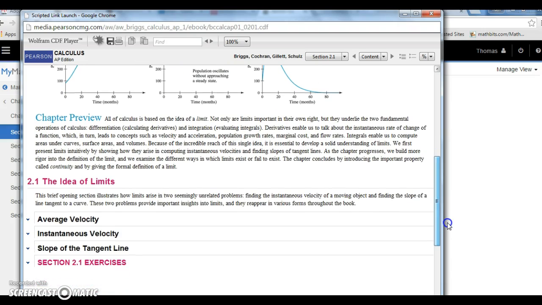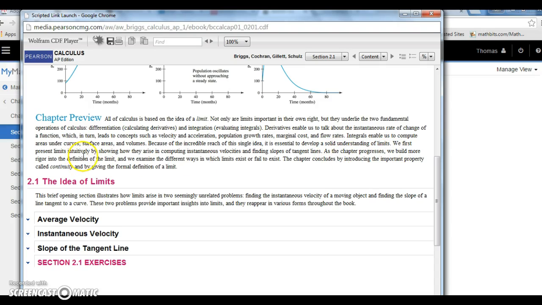Here's our chapter preview. All of calculus is based on the idea of a limit. Not only are limits important in their own right, but they underlie the two fundamental operations of calculus: differentiation, calculating derivatives, and integration, evaluating integrals. Derivatives enable us to talk about the instantaneous rate of change of a function, which in turn leads to concepts such as velocity and acceleration, population growth rates, marginal costs, flow rates. Integrals enable us to compute areas under curves, surface areas, and volumes. Because of the incredible reach of this single idea, it is essential to develop a solid understanding of limits.